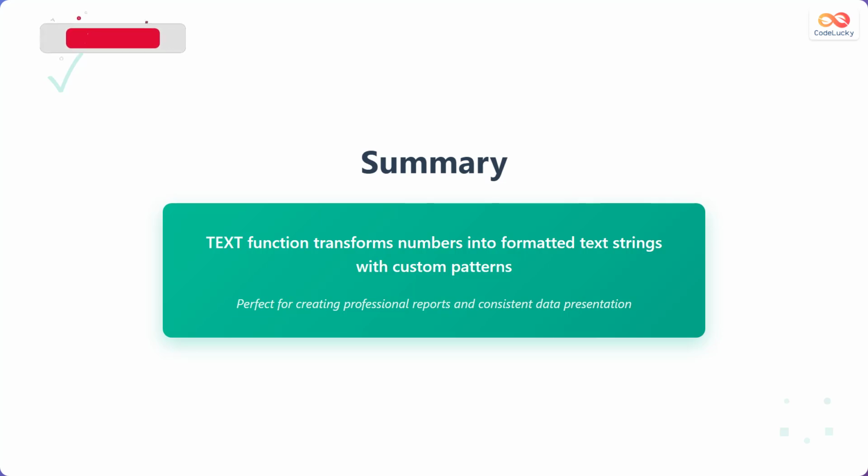In summary, the TEXT function in Excel is a versatile tool that transforms numbers into formatted text strings, using custom patterns. This function is perfect for creating professional reports and ensuring consistent data presentation. By using the TEXT function, you can improve the readability and clarity of your Excel sheets. This completes our discussion on the TEXT function in Excel.